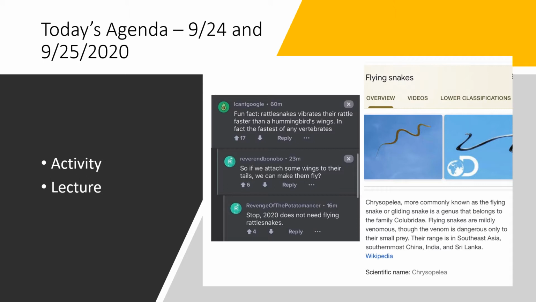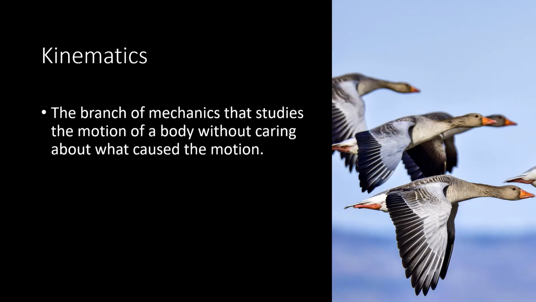This video you're watching is just a continuation slash review of what we covered in class for A Day and B Day. Kinematics is the branch of mechanics that studies the motion of a body without caring what caused the motion. So we've been talking about one-dimensional kinematics, 1D, so that's either, quote unquote, left or right or up and down.